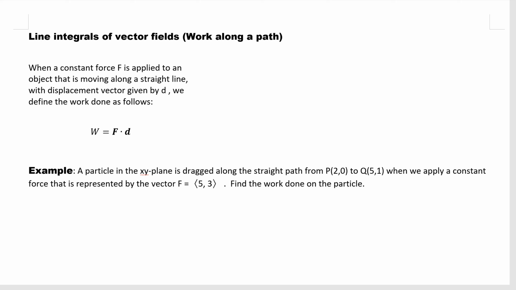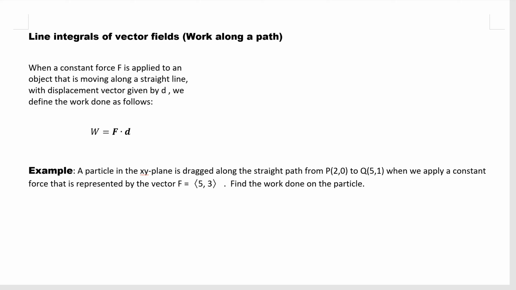Hi everyone, let's continue. Let's talk about the line integrals of vector fields. We can imagine it's like work along a path. Have you learned work in physics? When a constant force F is applied to an object that is moving along a straight line with displacement vector D, we define the work done as follows.